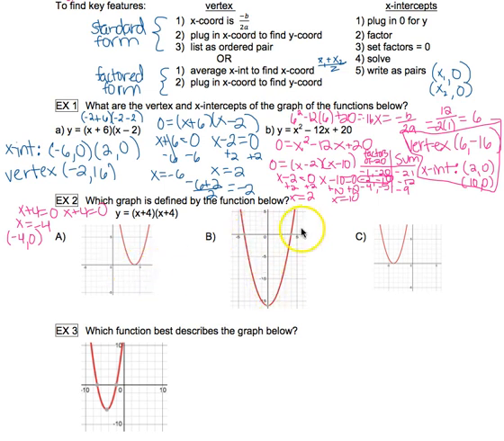Choice B has two x-intercepts, which is not going to work. And choice C's x-intercept is at negative 4, 0. So I know that it's choice C without even going further. I picked this one on purpose.